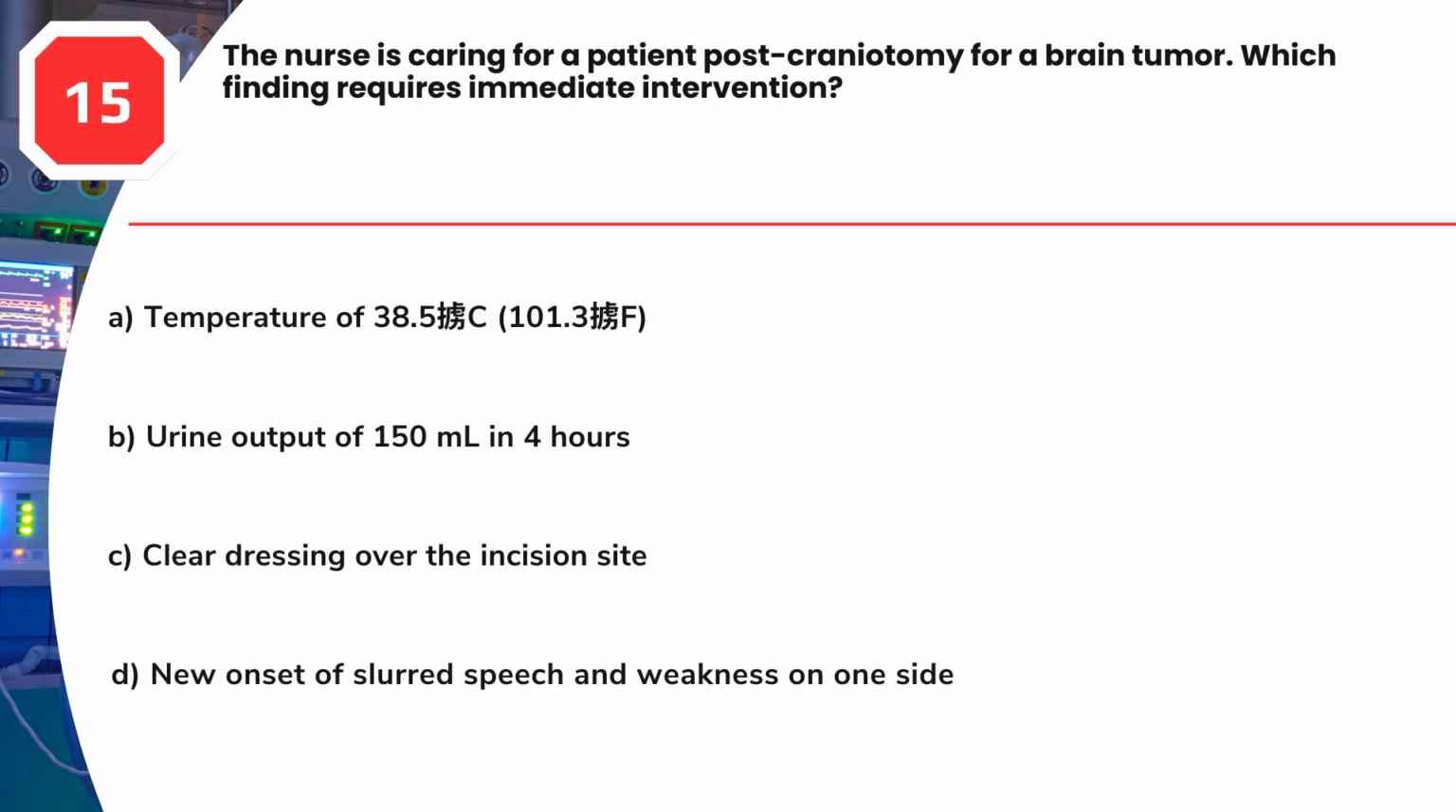Question 15. The nurse is caring for a patient post-craniotomy for a brain tumor. Which finding requires immediate intervention? A. Temperature of 38.5 degrees C, 101.3 degrees F. B. Urine output of 150 milliliters in 4 hours. C. Clear dressing over the incision site. D. New onset of slurred speech and weakness on one side.